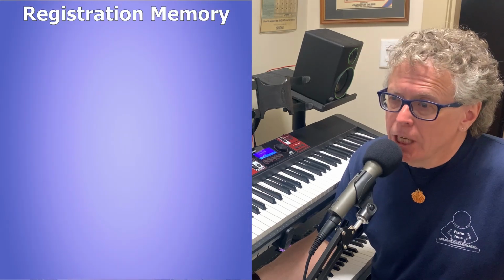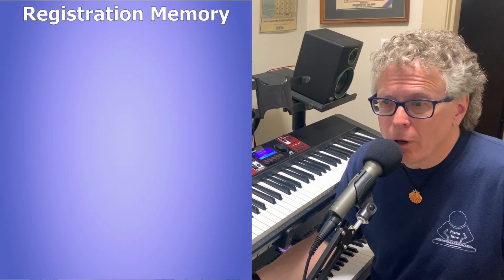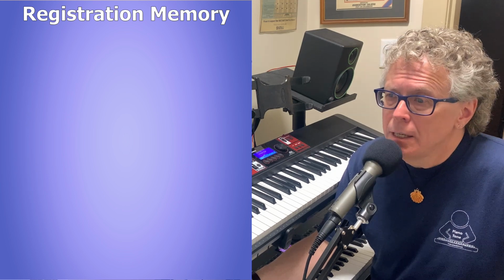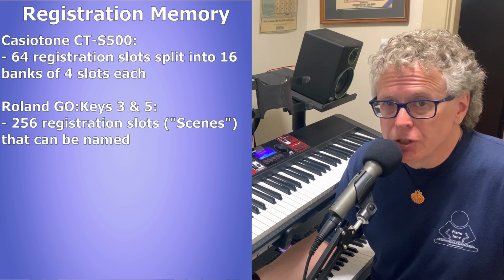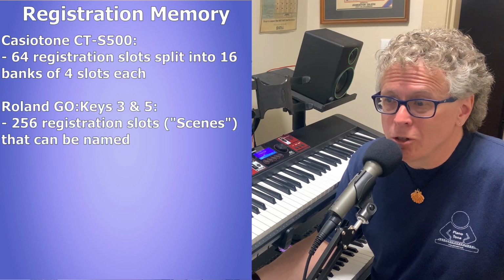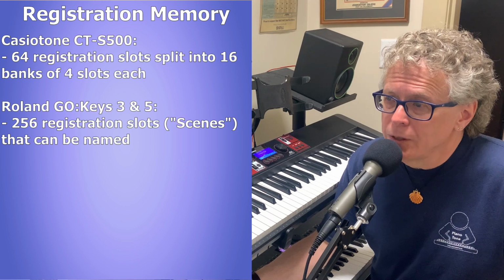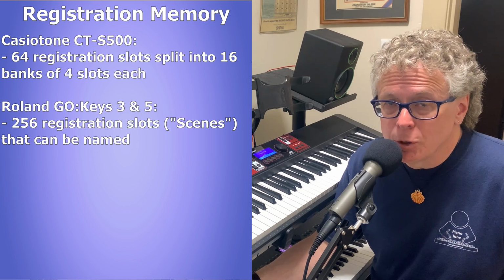Okay, so registration memory, which Roland calls scenes. Each keyboard has some distinct advantages over the other, and part of that has to do with the user interface. So that's why I'm talking about this here. The CT-S500 has 64 registration slots, but the Go Keys offers 256. And the Rolands allow you to name your scenes, which is a pretty big advantage.